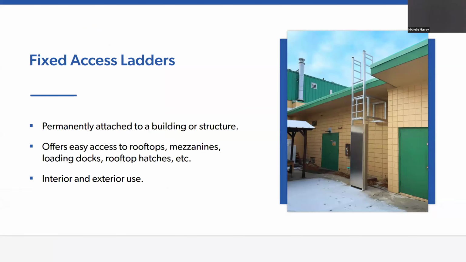So fixed access ladders are permanently attached to a building or structure in order to offer safe, continuous, and easy access to rooftops, mezzanines, loading docks, and rooftop hatches. There are several aspects to be considered when in need of a fixed rooftop ladder, including access points, safety features, durability, and maintenance. A roof access ladder should be both accessible and functional, customized to your exact space and needs, with safety features like stainless steel hardware and fall protection systems. They should be built to resist rust or corrosion over time, especially in applications where they are exposed to the elements.